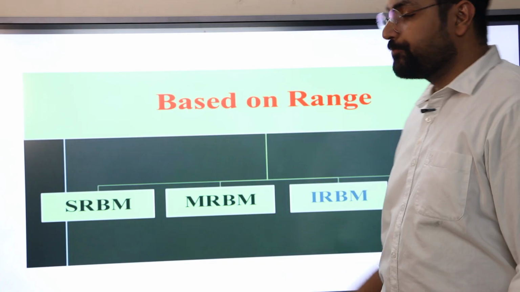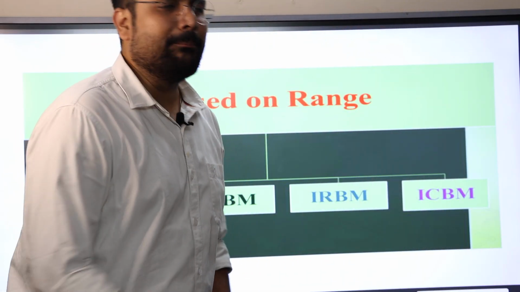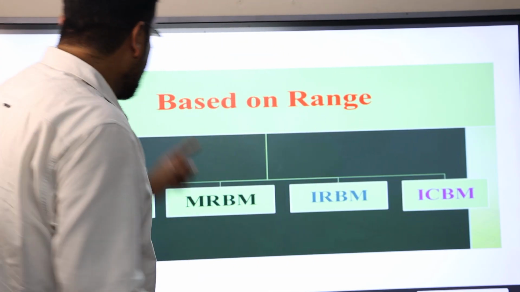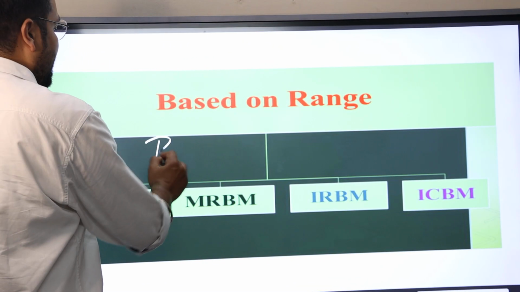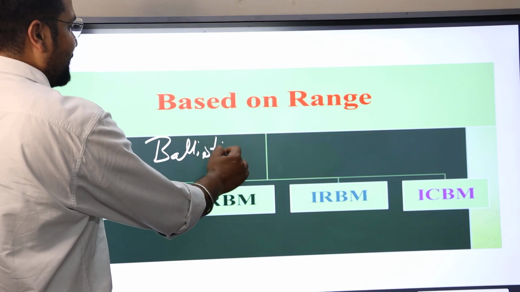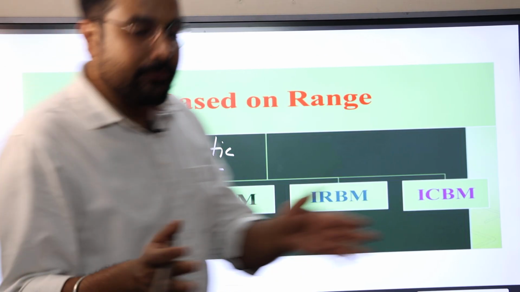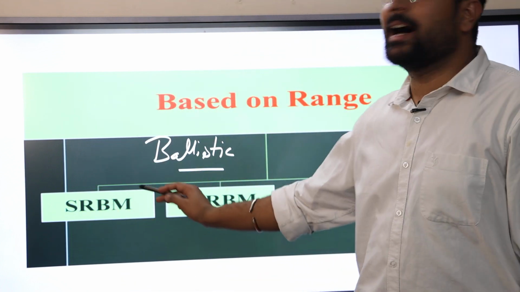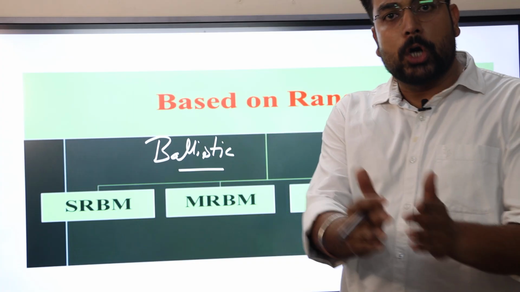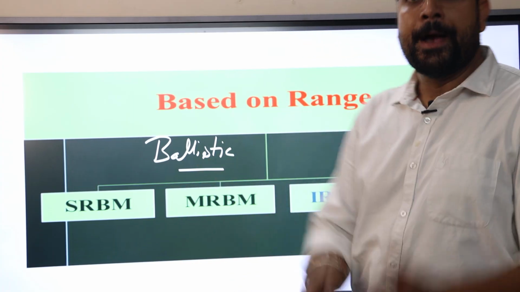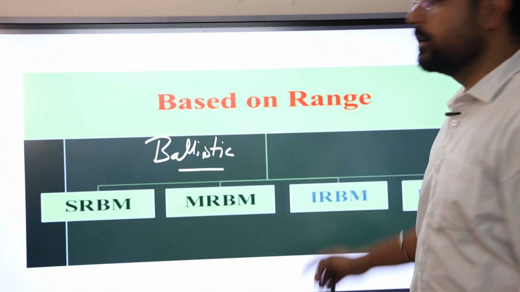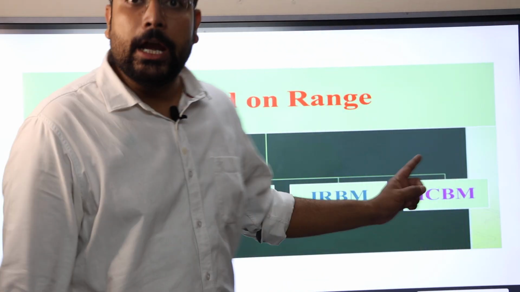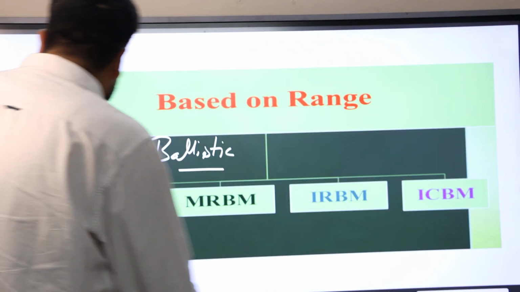Next category would be based on range. Based on range and based on speed, these are again the categories of ballistic and cruise missile. This based on range category is for ballistic missiles. Ballistic missiles are generally further classified in these categories: SRBM, which stands for short range ballistic missile; second, medium range ballistic missile; third, intermediate range ballistic missile; and last but not the least, intercontinental ballistic missile. I am going to write the limit.